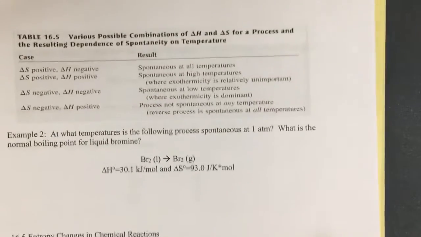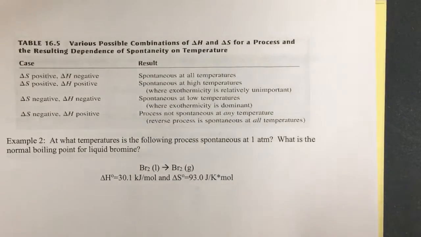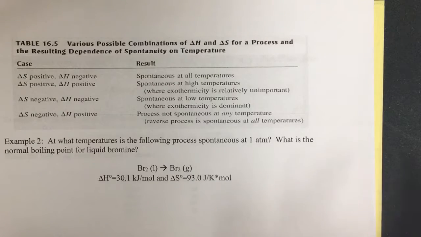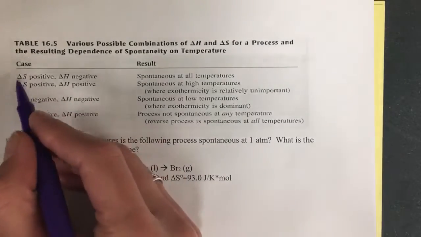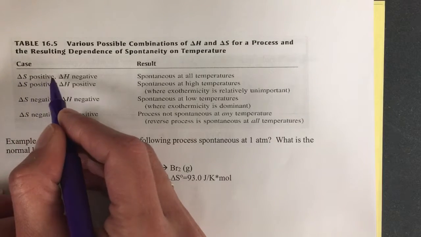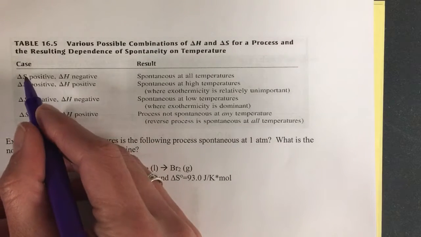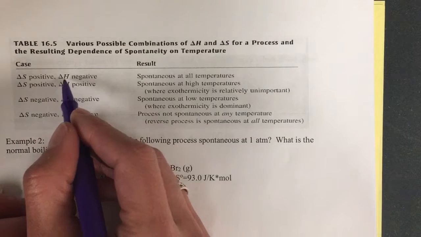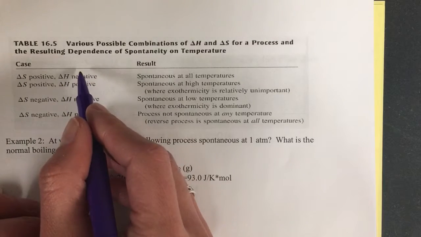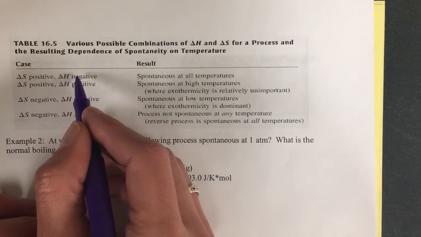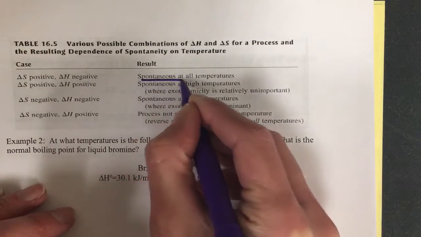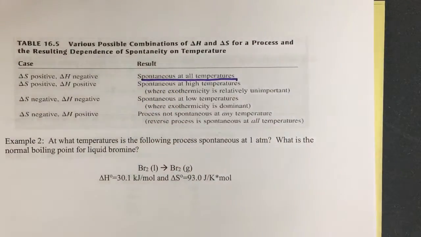Now, if you look, this table is important, okay? So what it's looking at is how my delta G value changes depending on my delta H and my delta S. So if I look at my first case, my entropy is positive, so I've got more disorder, and my enthalpy is negative, I'm releasing heat. More disorder, releasing heat, I am always spontaneous. Okay?